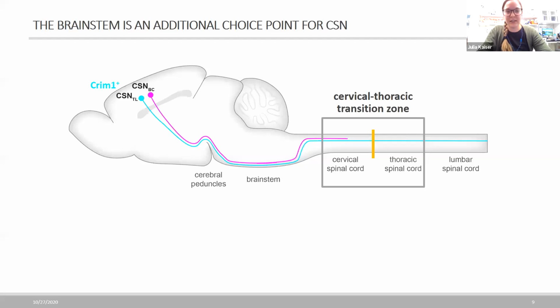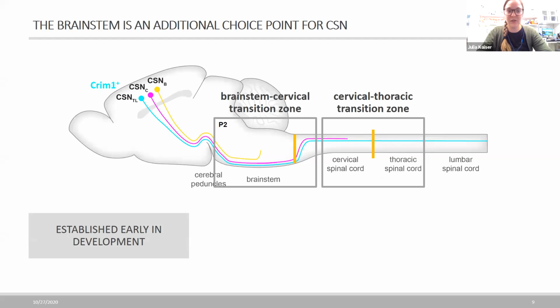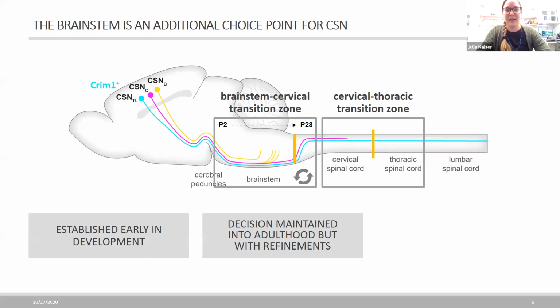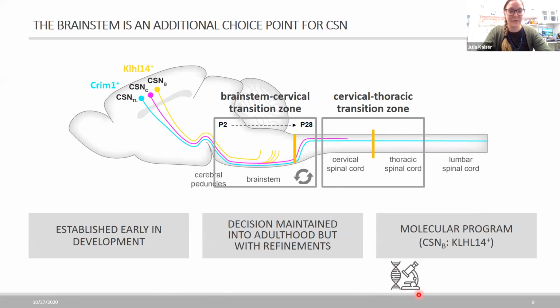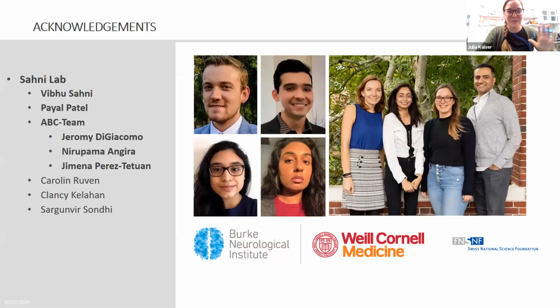So to summarize, additionally to the cervical thoracic transition zone that was previously established, we now also show that there is a brainstem cervical transition zone that is established early in development, that the decision is maintained into adulthood, but that there is a massive amount of refinement, and that we have a molecular program that steers this. Kelch-like 14 will allow us in the future to look at the molecules that steer the transcription. We can do transcriptomics to look at what exactly makes a brainstem projecting neuron versus a cervically projecting neuron, and it will also allow us to do some loss and gain of function and look at motor behavior as well as axon targeting. So stay tuned, and with that, I'm happy to take any questions.